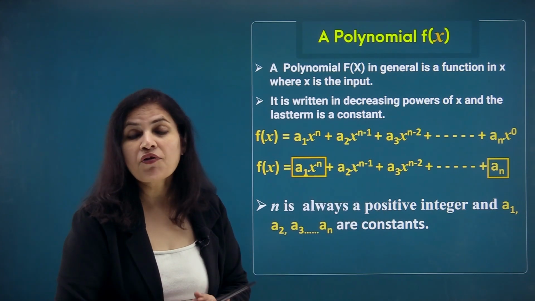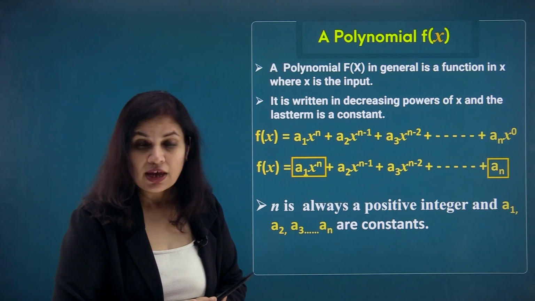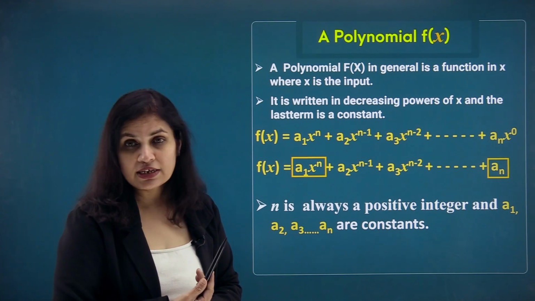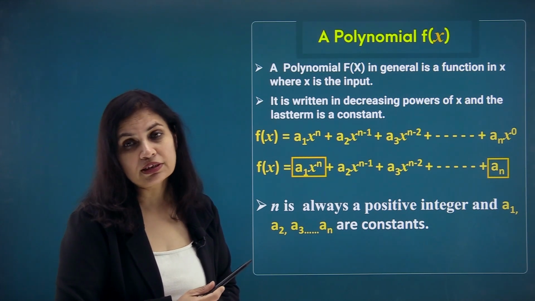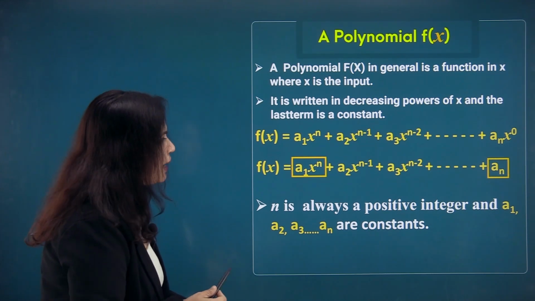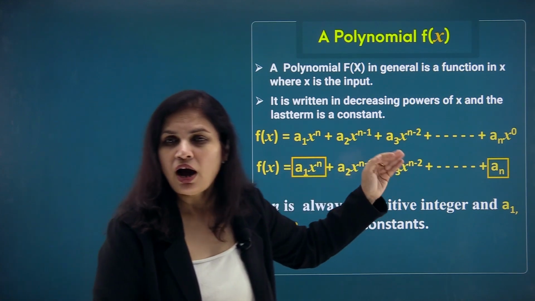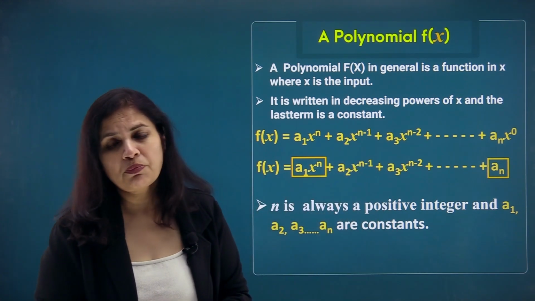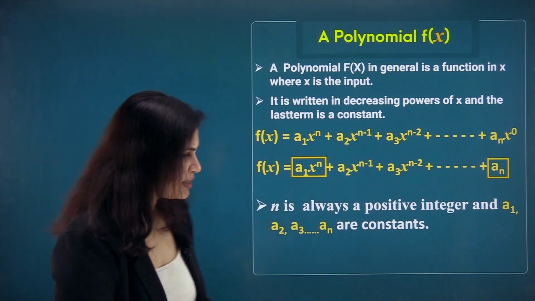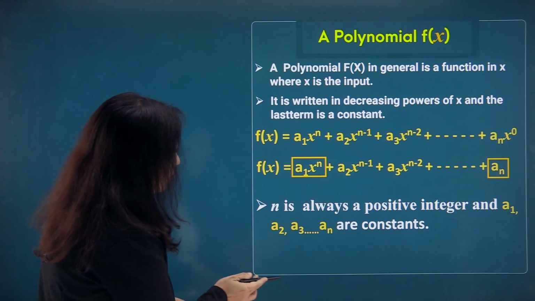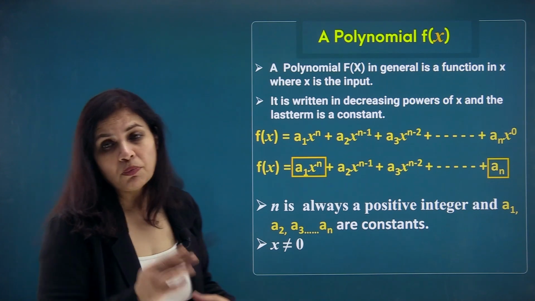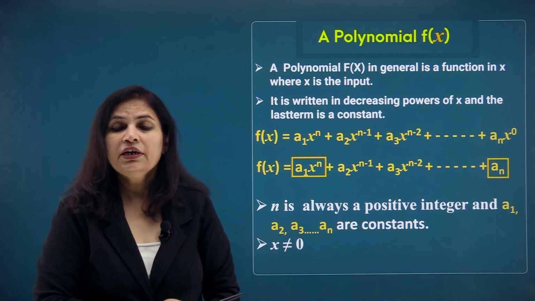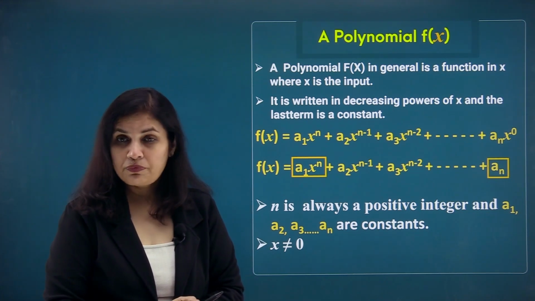That means the power of x has to be positive. If the power of x becomes negative, then it takes the form of a reciprocal and it will no longer be considered a polynomial. And these a1, a2, a3 are all constant values which can be positive, negative or a fraction. It can be any constant value. Most important thing here, in a polynomial x cannot be 0.